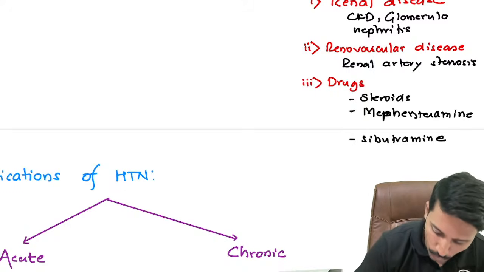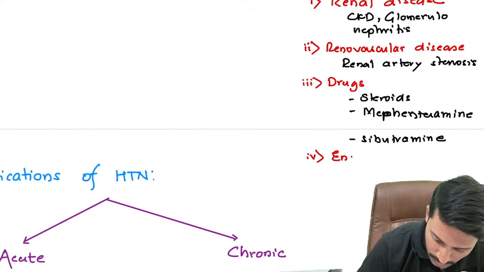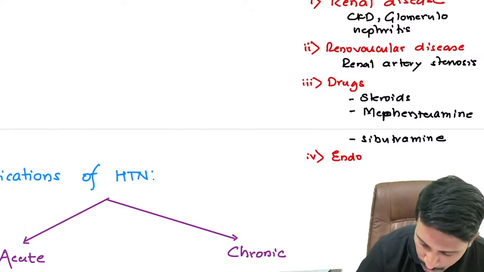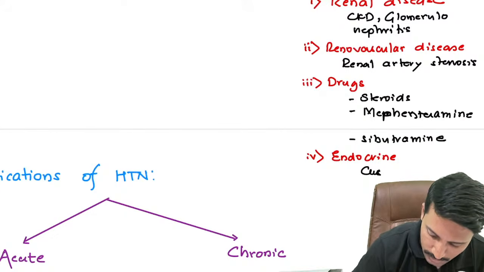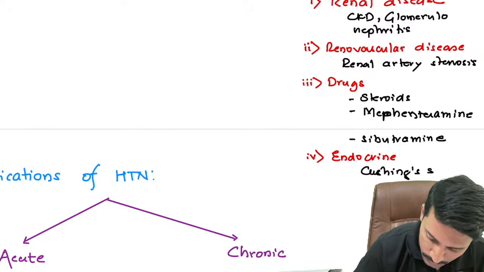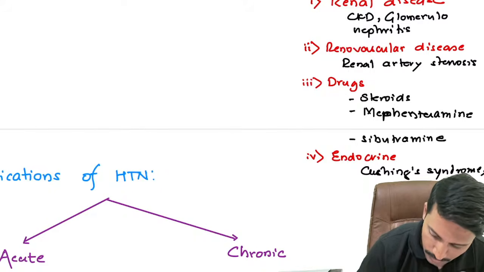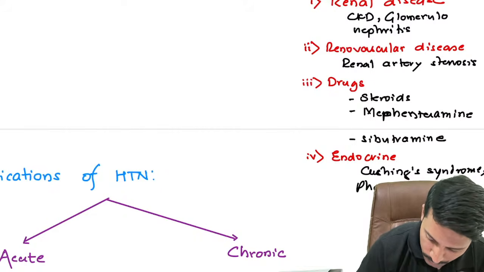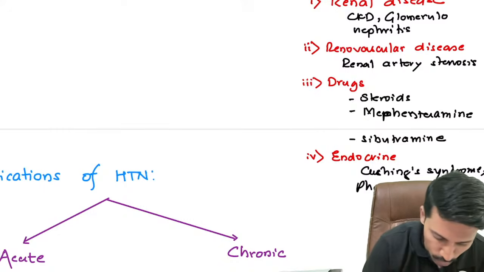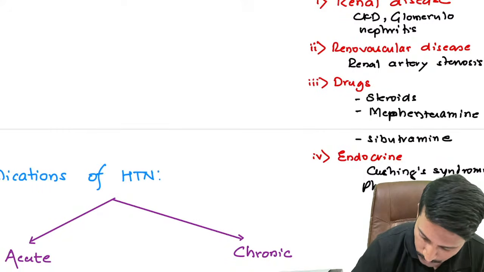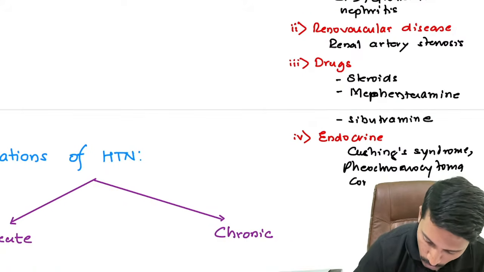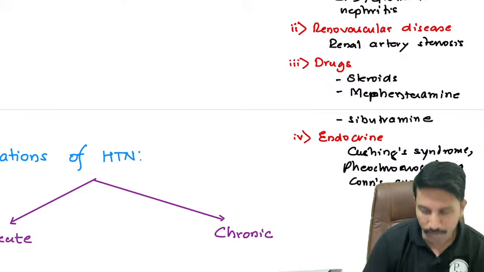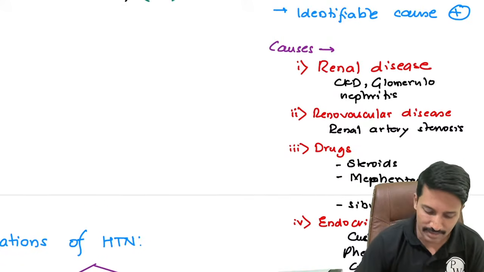Okay. Apart from that, we also have endocrine causes. I think Rohina had already mentioned one. Endocrine causes include diseases like Cushing syndrome, then pheochromocytoma, Conn's syndrome or hyperaldosteronism. So these are all the conditions where you can have hypertension. So these are all secondary causes.